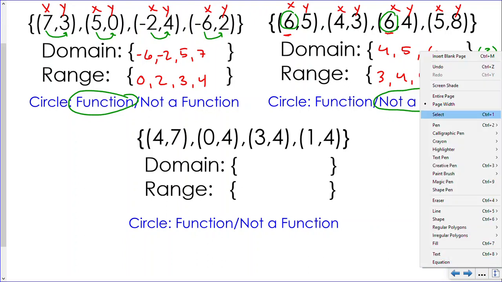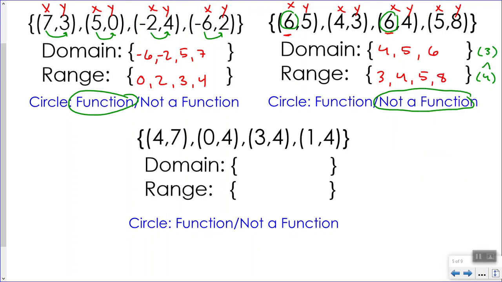If we look at our last one, we're going to do the same thing as before, list out our x values. So here we have 4, 0, 3, and 1. And then we list out our y values. So 7, 4, 4, and 4.